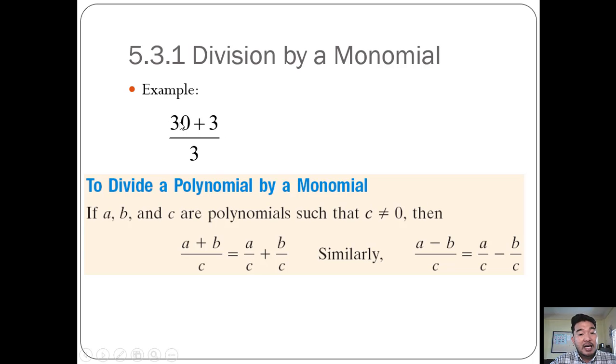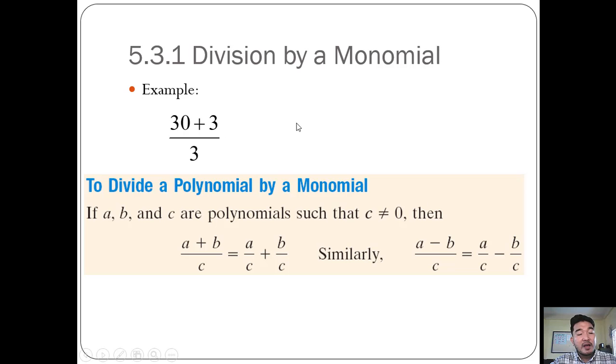Like for example, we have 30 plus 3. This is the polynomial, a binomial to be specific, divided by 3. And 3 is an example of monomial. What do we do to divide this expression? So you will have to divide 30 by 3. So that is 10. And then 3 divided by 3, that is 1. So 10 plus 1, the answer is 11.